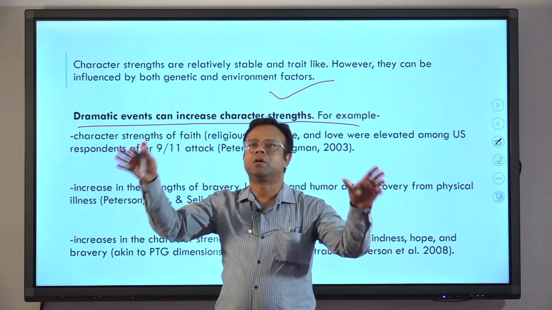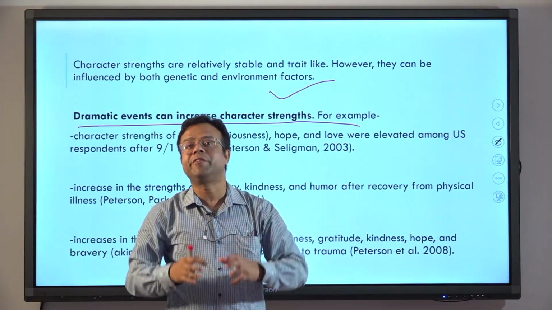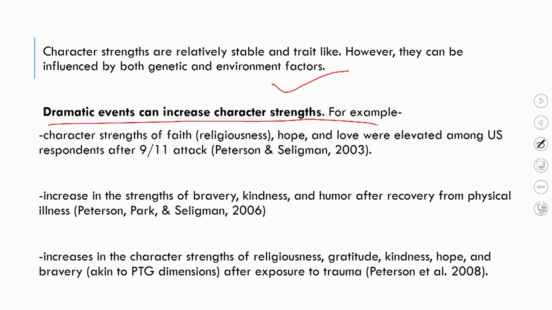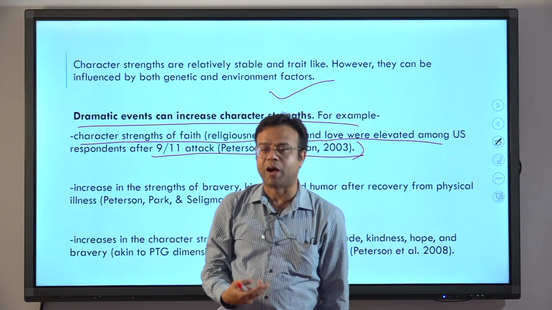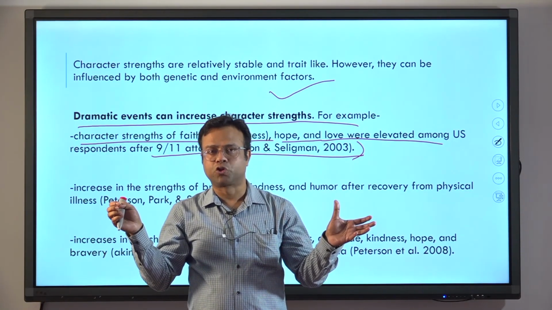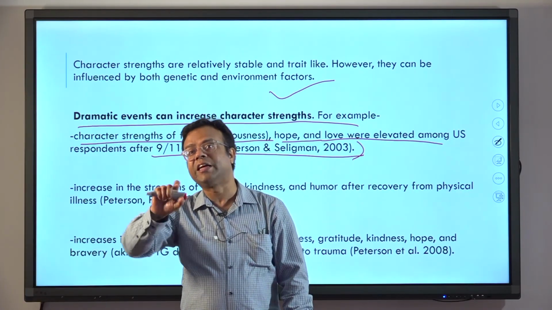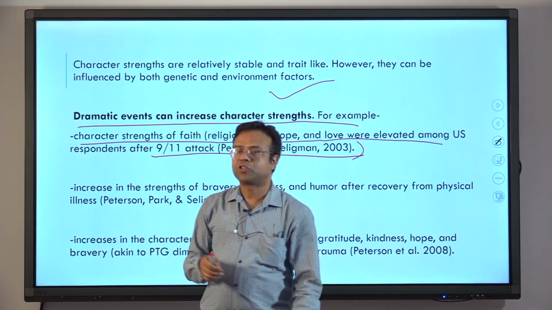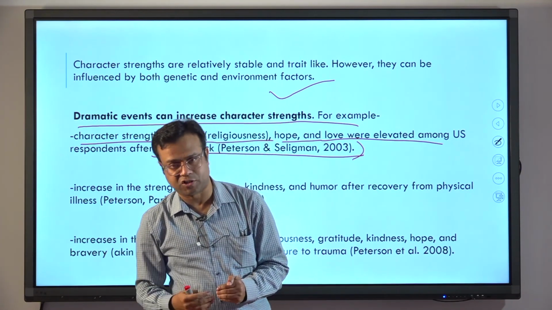Sometimes when a dramatic or very impactful event happens in one's life, like some negative or traumatic things, then after facing those situations, people generally develop more strengths. For example, research shows that character strengths of faith or religiousness, hope, and love were elevated among US respondents after the 9/11 attack. A lot of people found this strength increased within them after the 9/11 attack, which was a very impactful event that shattered many people's ideas. Collectively, research shows these strengths increased: they became much more religious, and hope and love increased. So sometimes a dramatic event can increase some of these character strengths for some people.